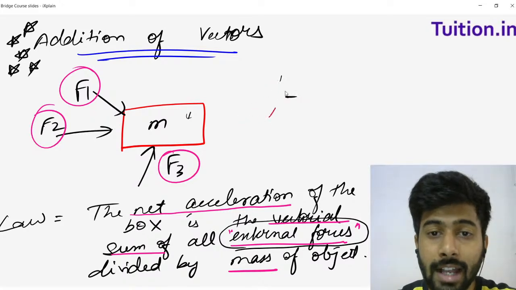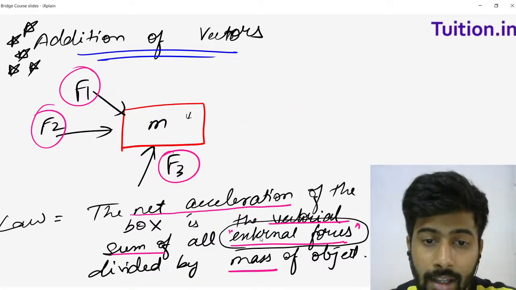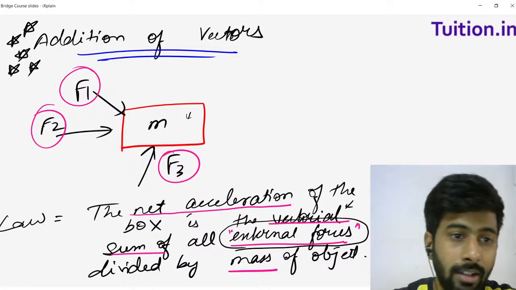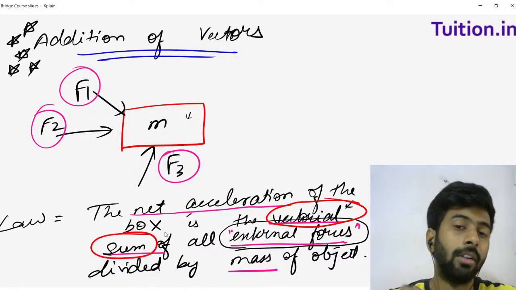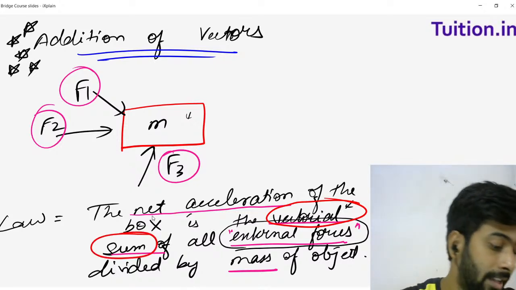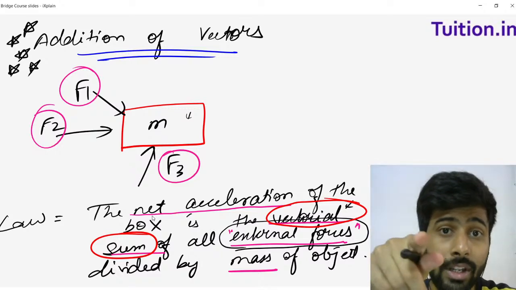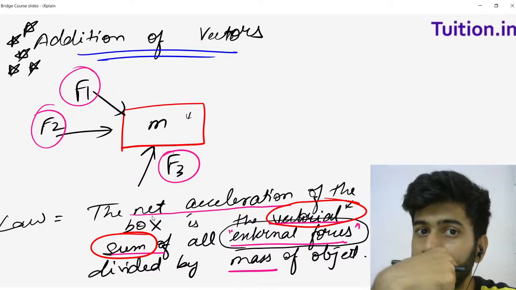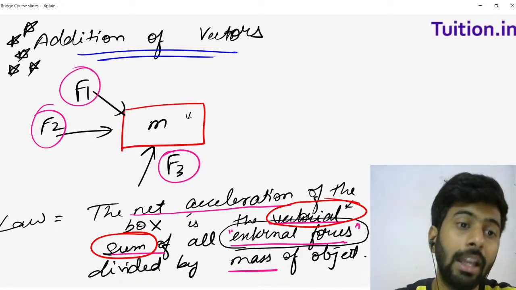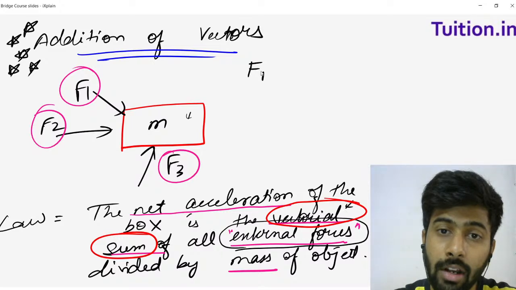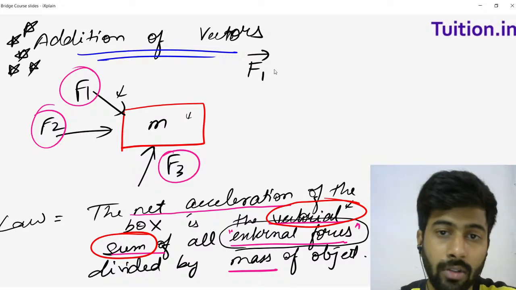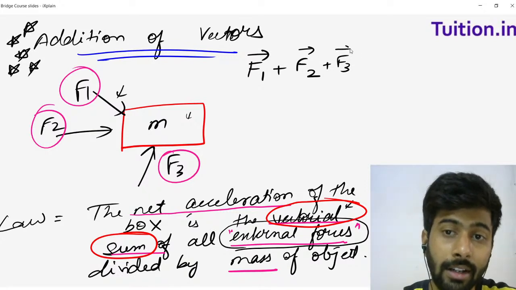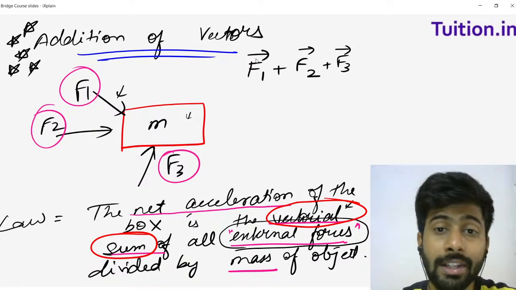But the point is this definition also has the term vectorial sum. This is the term I'm concerned about. It means I have to take all the external forces and add them vectorially, and then I will get my acceleration. So I have to take F1, which is an external force and a vector also, because force has a direction. Then the second external force F2, and the third external force F3. I'll have to add these three vectorially.